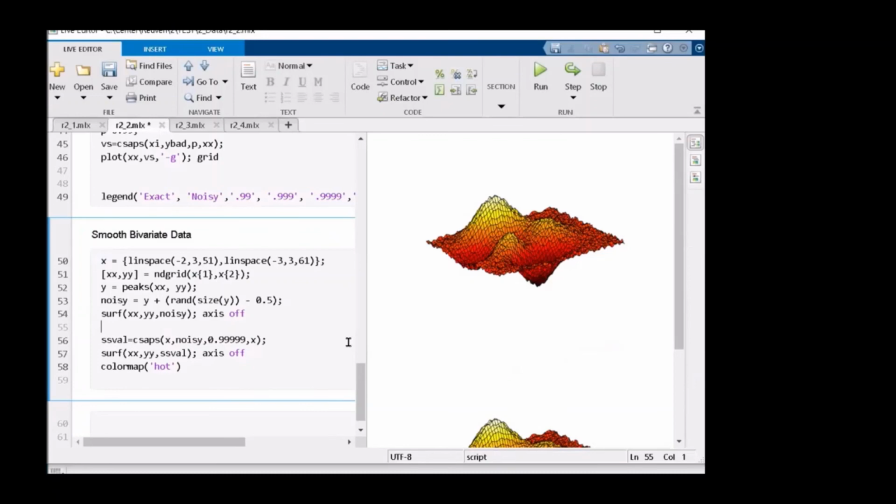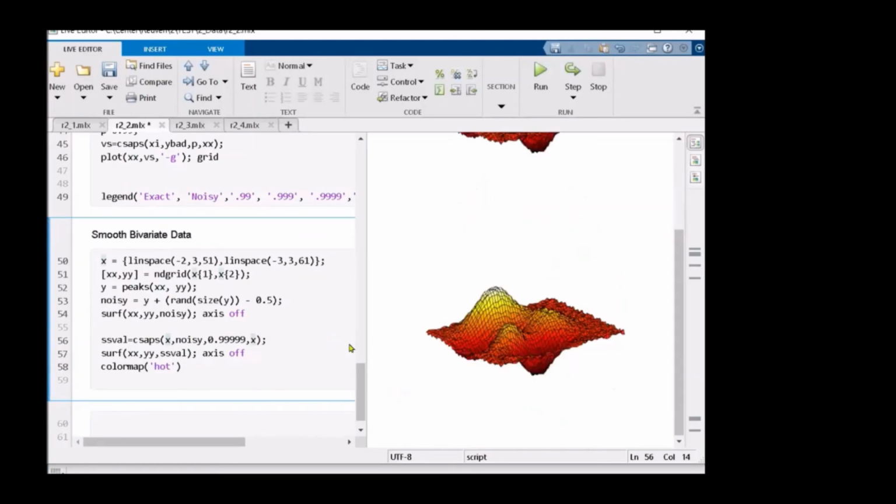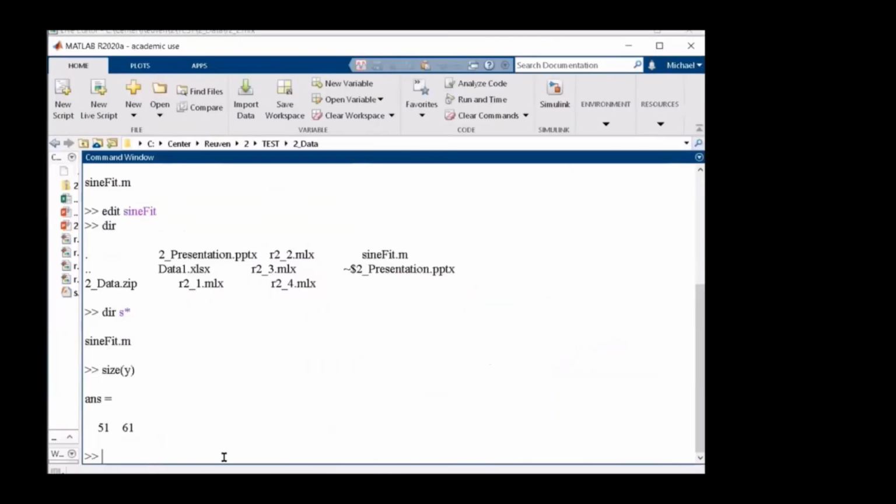So XX is in fact a matrix because you did ndgrid with two dimensions. Let's try doing it twice. Let's see if it works. No, it doesn't work. You see, we should just make the initial values. Yes, so the input for csaps has to be a cell array maybe. But yeah, okay, we should check it. Right. But now it works with these parameters. Noisy is a matrix also.